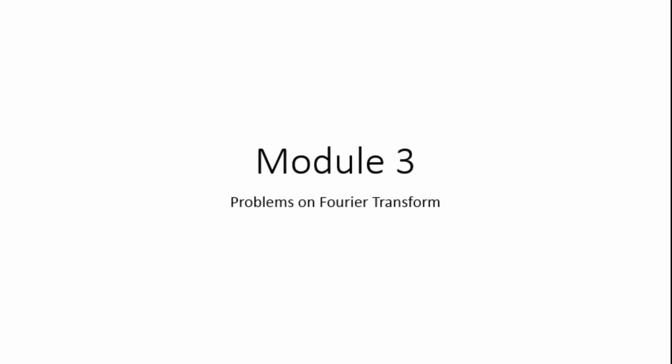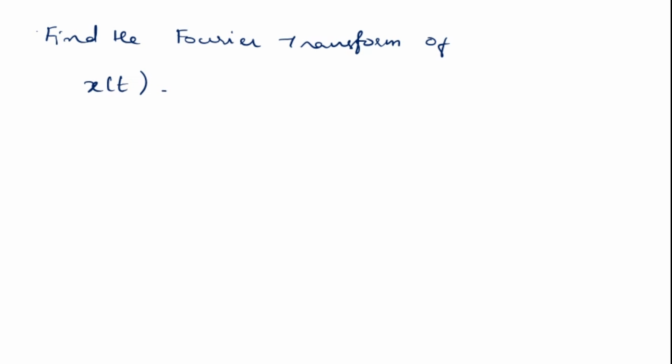Today we are going to discuss some of the problems on Fourier transform. First problem, find the Fourier transform of x of t is equal to e to the power minus a of mod t, where a is greater than 0, and draw its spectrum.